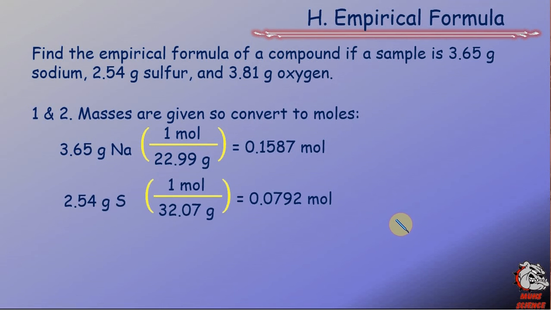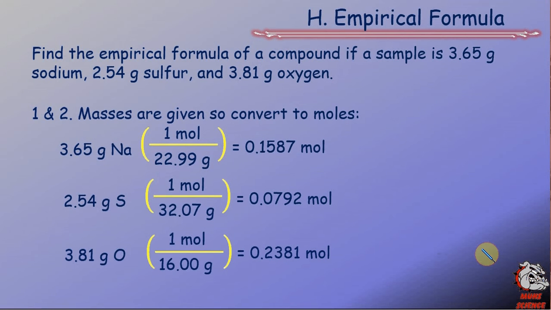We're going to do the same thing for sulfur. Again, this number is from the periodic table. It's just the atomic weight. And you get this number of moles of sulfur, 0.0792. You do the same thing for oxygen. You get 0.2381.